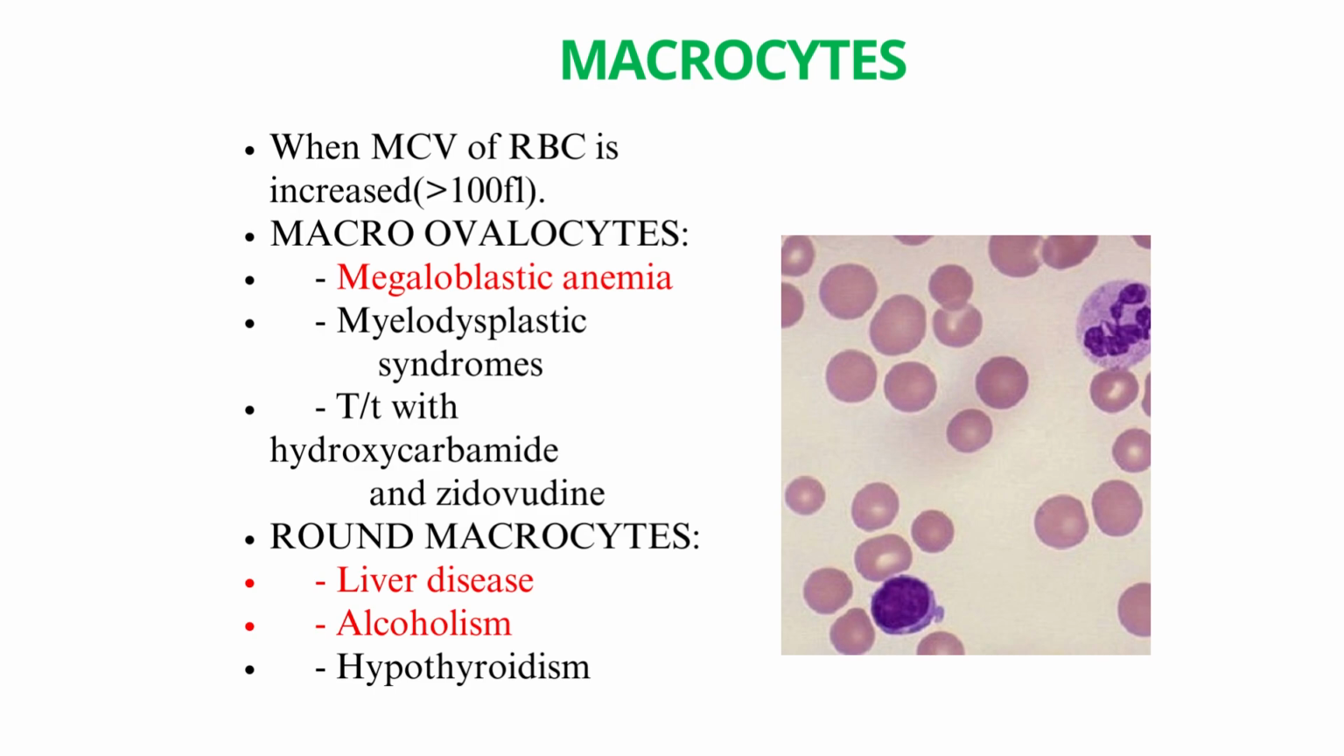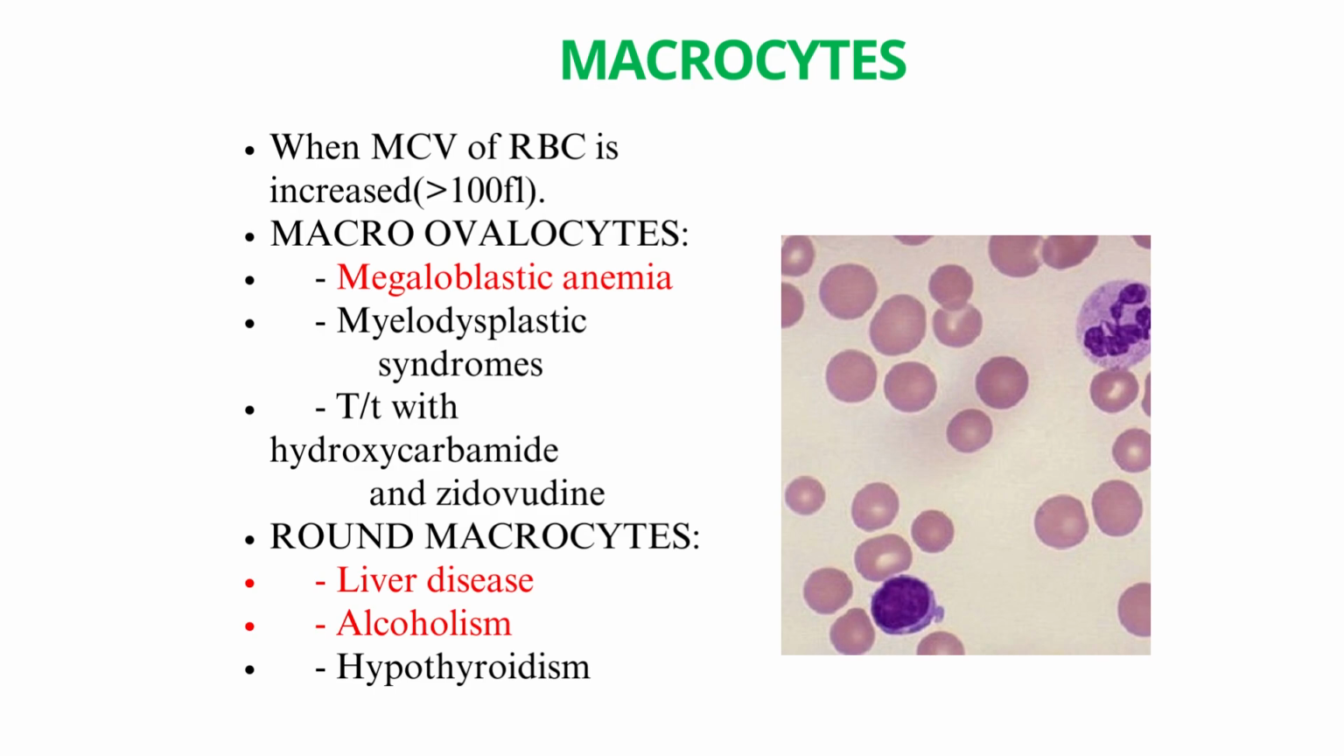Now coming to macrocytes. Whenever MCV of the RBCs is increased more than 100 femtoliters, that is considered to be macrocytes. Now macrocytes can be macroovalocytes or they can be round macrocytes as well. When they become oval and large, they are macroovalocytes, and when they retain their round shape, they are round macrocytes. Macroovalocytes are seen classically in megaloblastic anemia. So we know macrocytic anemia is correlated with megaloblastic anemia. If you look at this picture, the RBCs are bigger, and we have a lymphocyte at the bottom. The RBCs are bigger, right? And it looks as if the hemoglobin content has increased.